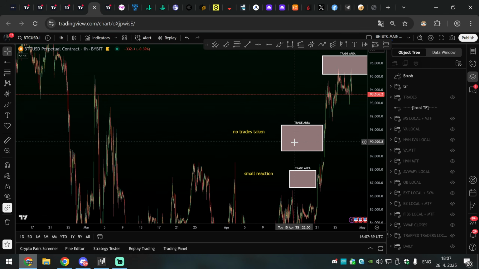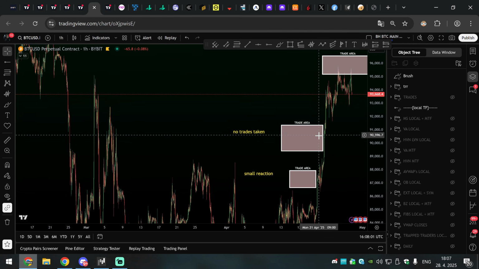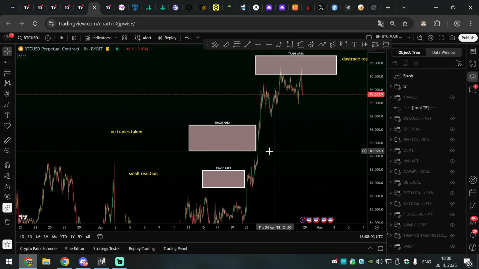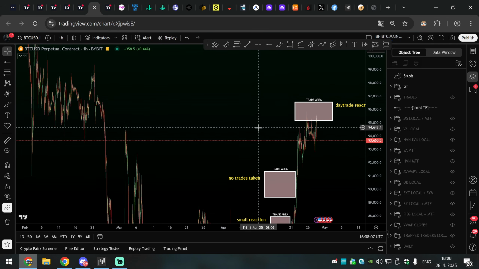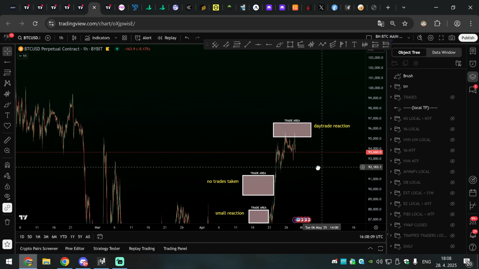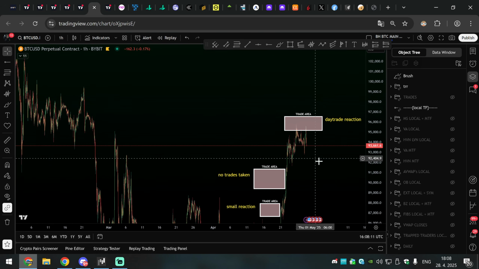So again, it's an area where I was looking for a trade, but it was not given. There were no order flow signs or anything, so again, ignored. And now we are getting into another area. This was a really good area for multiple reasons.